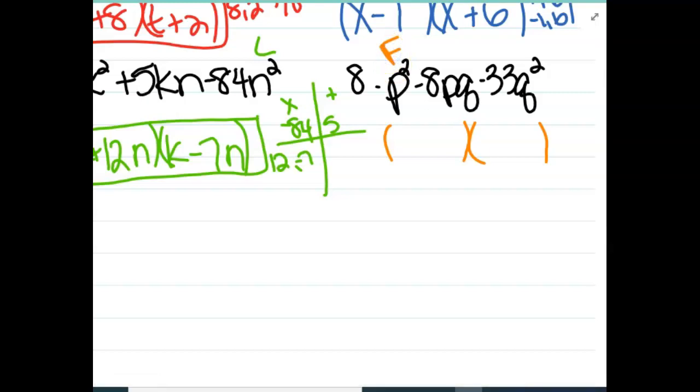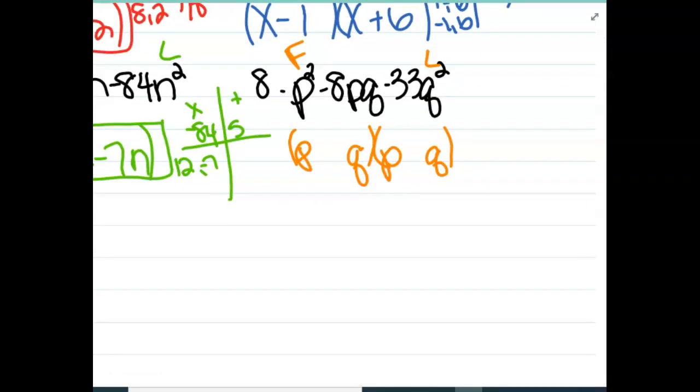How are you going to get the p squared? P times p. And guess what? For the L, how are you going to get the q squared? The same way. The last times the last is going to be something q times something q.